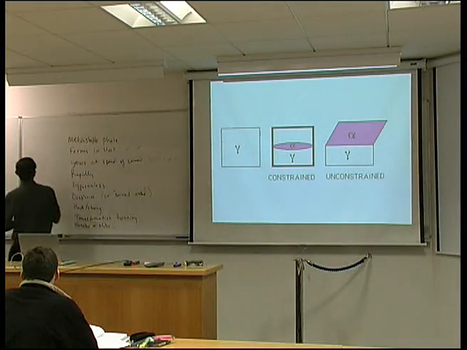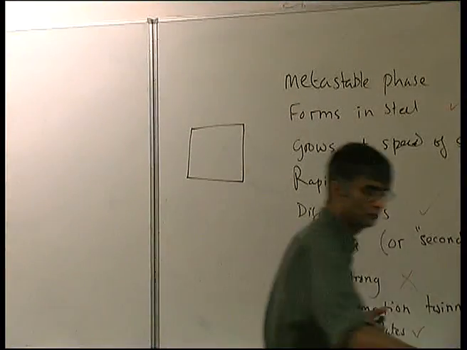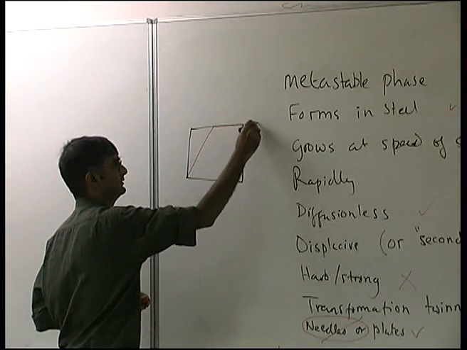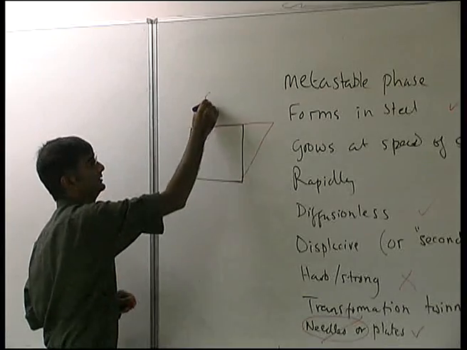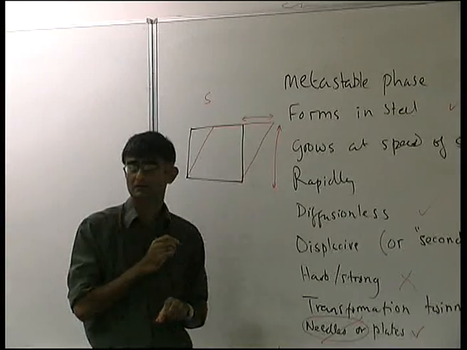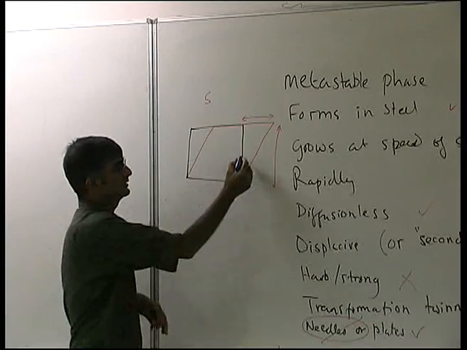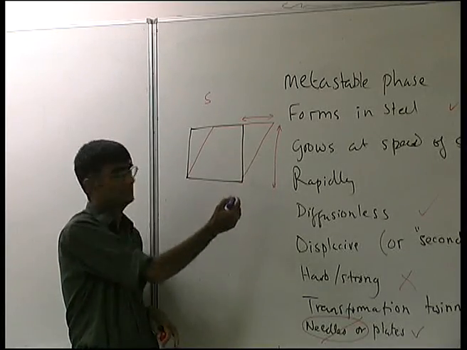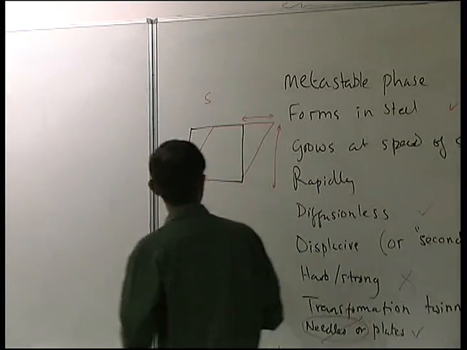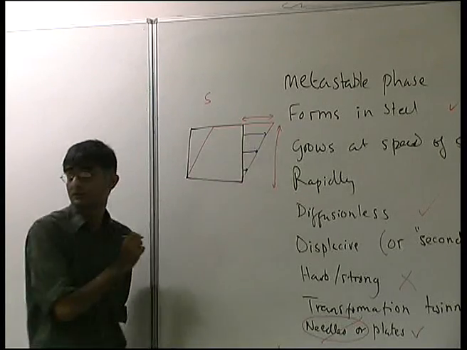So if I draw my parent crystal, gamma, and allow it to transform to martensite, then we see a shape change which looks like this. And the shear strain is given by this distance here divided by this distance, right? Okay. That's the shear strain. The shear strain is constant. Whatever height I calculated at, it's the same value. But the displacements are different. So here, the displacement is smaller than the displacement here and here, right?